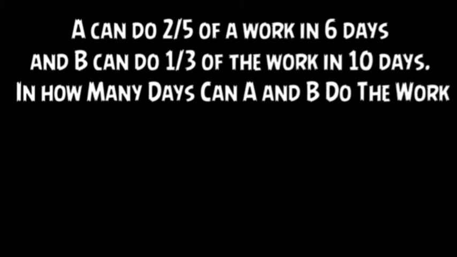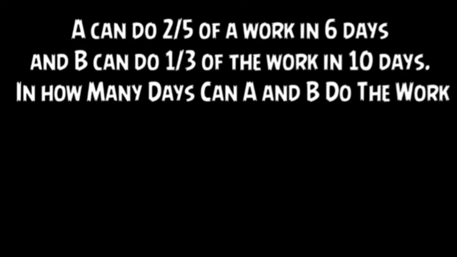So A can do 2/5 of the work in 6 days and B can do 1/3 of the work in 10 days. In how many days can A and B do the work together? Okay. So A can do 2/5 of work in 6 days. So 2 parts A can do in 6 days, and 5 parts A can do in 15 days. So A can complete the whole work in 15 days. Coming to B, B can do 1/3 of work in 10 days and the full work he can complete in 30 days. One part is 10 and 3 parts is going to be 30. So A can complete the full work in 15 days and B can complete the work in 30 days.